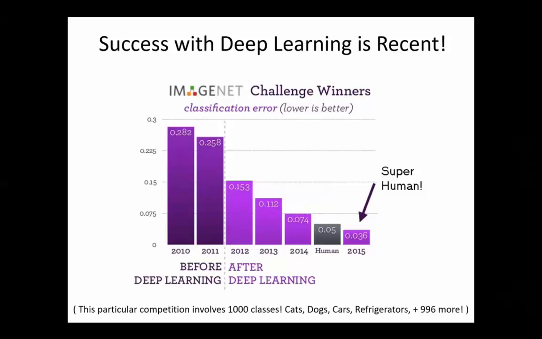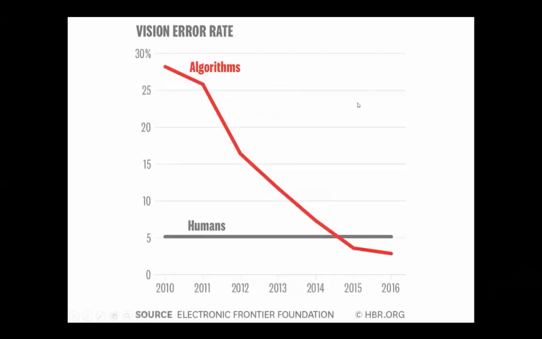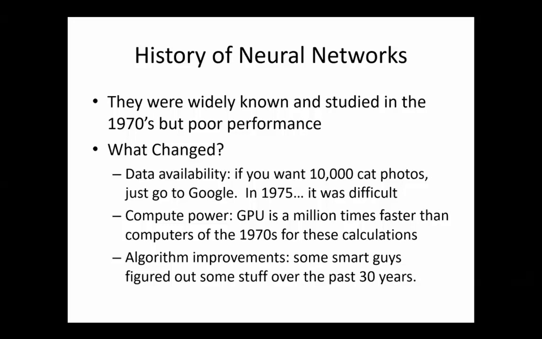And in this competition, they're not just using cats, dogs, refrigerators and cars. As I say at the bottom, they had 1,000 image classes. So there were cats, dogs, cars, refrigerators, pictures of mountains, trees, other things, 1,000 different things that it had to be able to tell. So it's pretty exciting, and that's why maybe you've heard things in the news. Here's another chart showing the same thing. Basically, the computers came down and got better and better, and in 2015, they became better than humans in some sense.